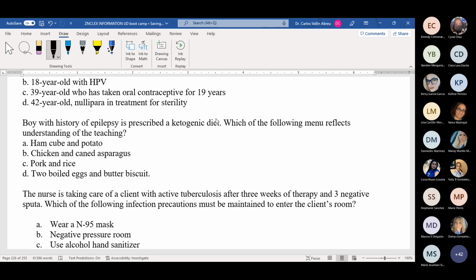The doctor prescribed a ketogenic diet to a client. What disease do you anticipate the client has? And the answer is uncontrolled epilepsy. Are we good? Everybody understanding? If you don't understand, ask me.